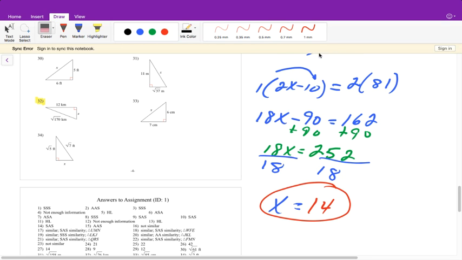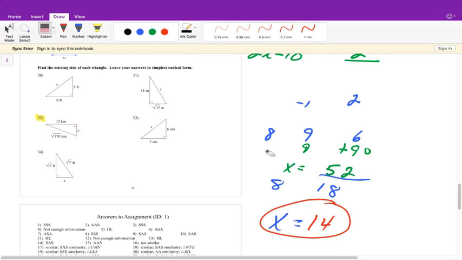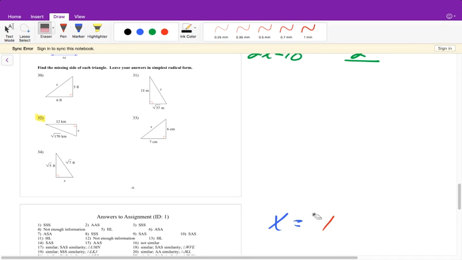And now the last one for this video and the last one for this geometry review portion is just going to be this question number 32. All right, I know I didn't go through that many on this video, but there's not that many different topics on this video, and I went through pretty much one of each. All right, this says find the missing side length of each triangle. Leave your answers in simplest radical form.